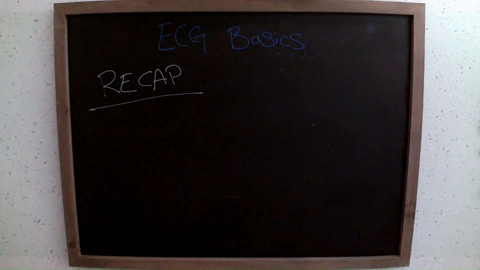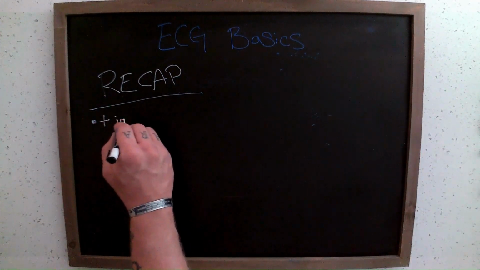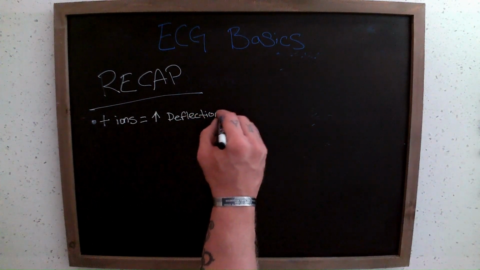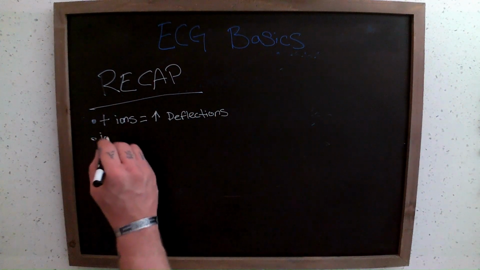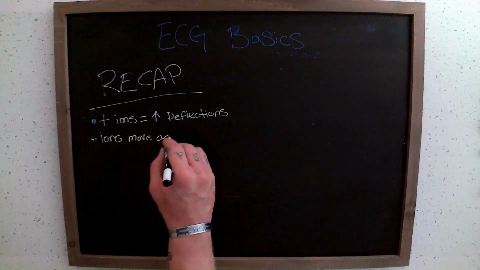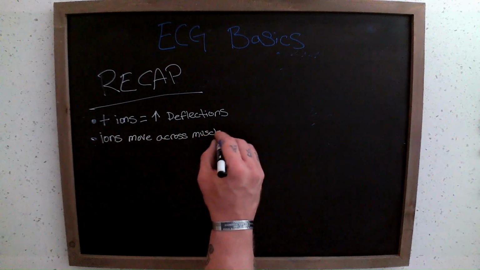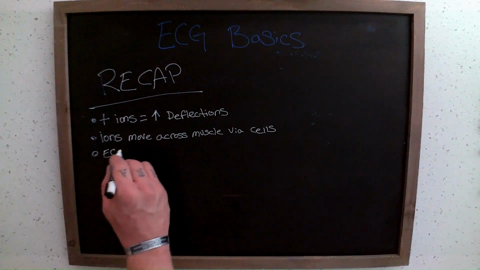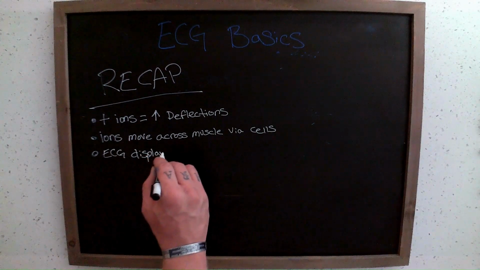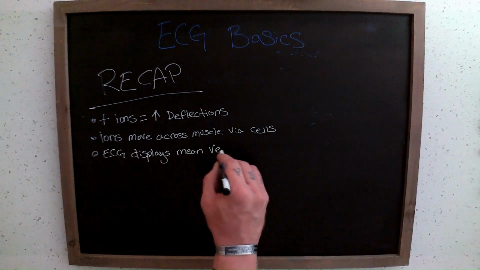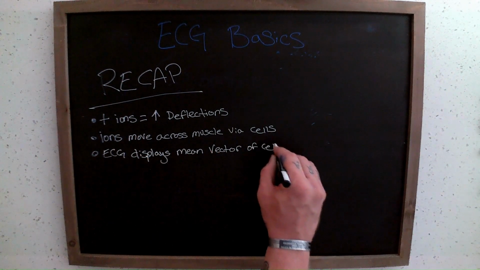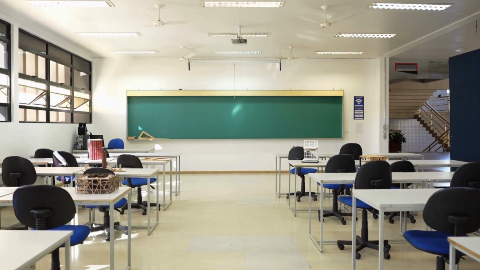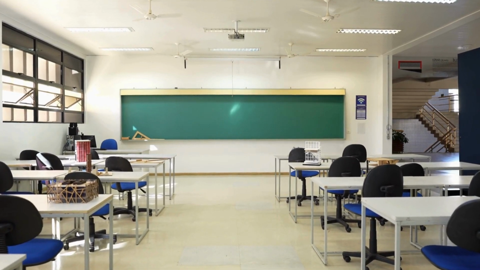So to break this down easily, cation influx causes increase in voltage, travels through gap junctions from cell to cell across the myocardium, and the EKG reads the mean vector, or the direction of current from most of the cells, and will represent the deflections on paper. We will be building on this down the road. Hopefully this helped you visualize what's actually happening from cell to ink.